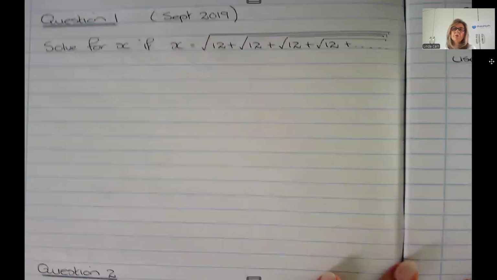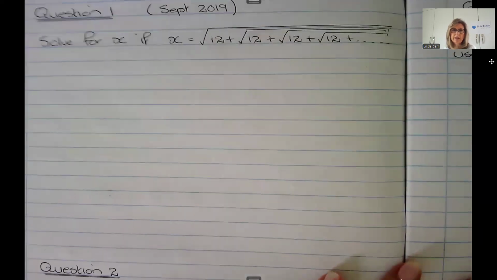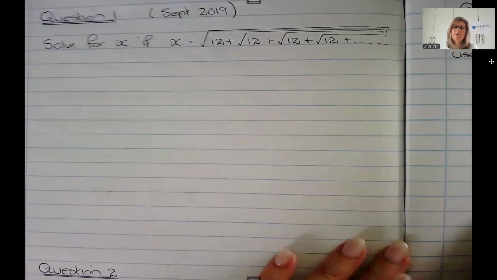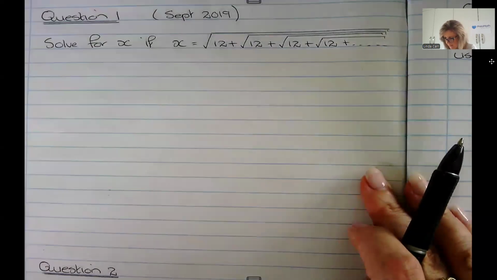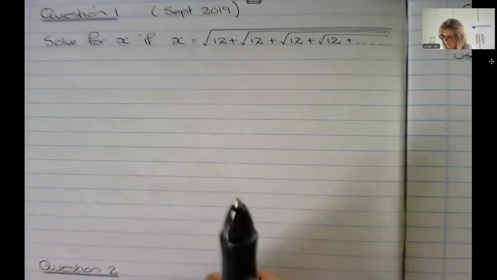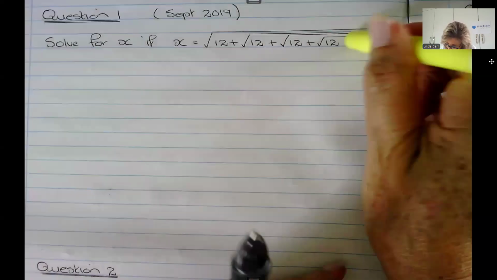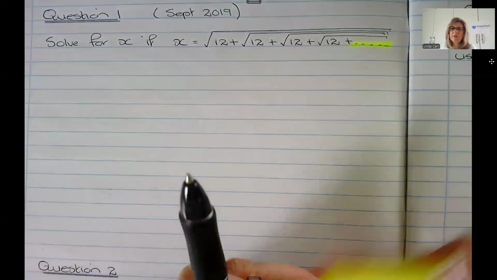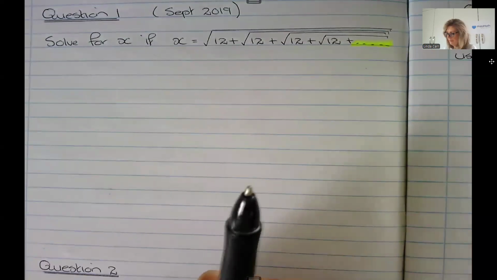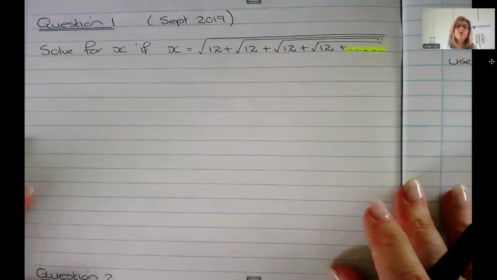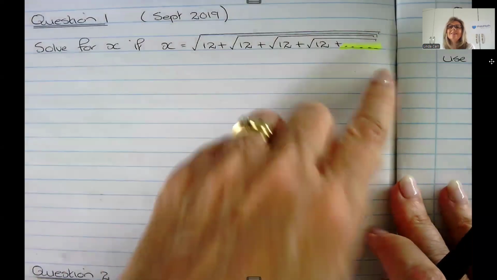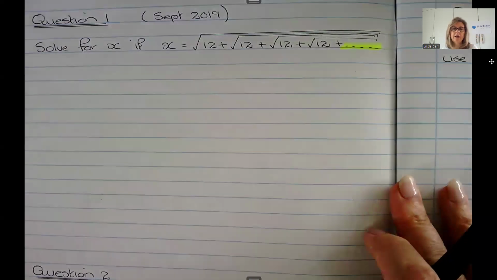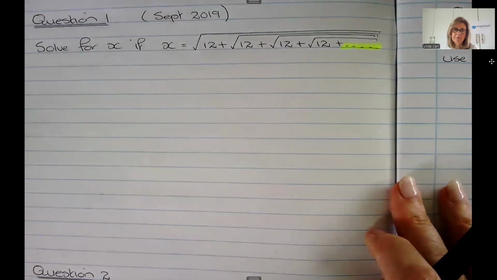This first question is a good old favorite. It pops up from time to time. It doesn't have to look exactly like this, but what I can tell you is you must look out for the going on to infinity. If it doesn't have that, then you're doing a different question with a different technique. So this is where you continue in the same pattern until infinity.